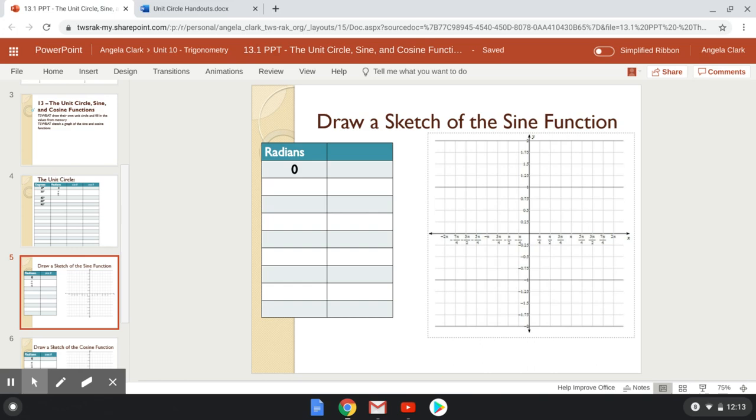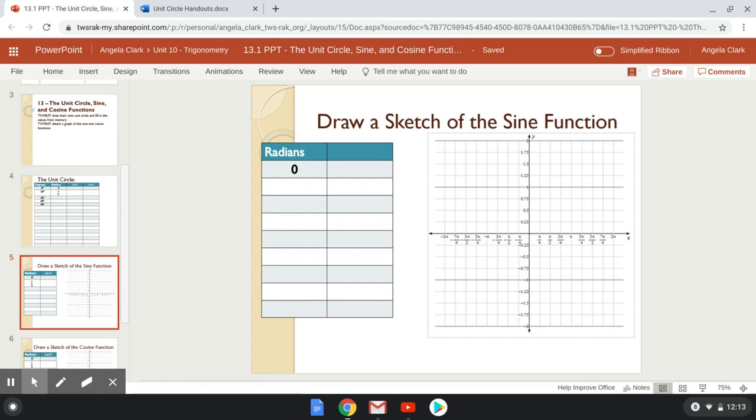In this video, we're going to be talking about the graph of the sine function. So we've been talking about sine. We know that it's opposite over hypotenuse when we have a right triangle. And we know that it corresponds with y on the unit circle. But what does it look like if we just graph sine?